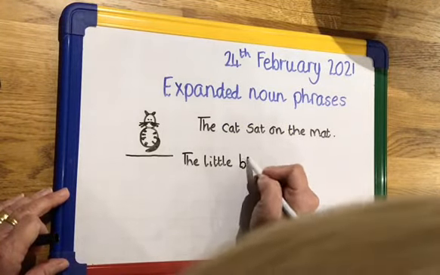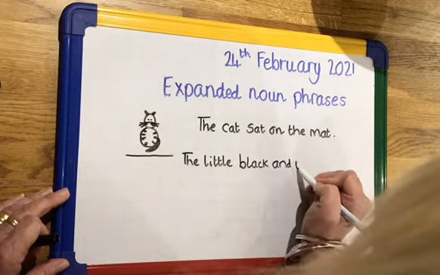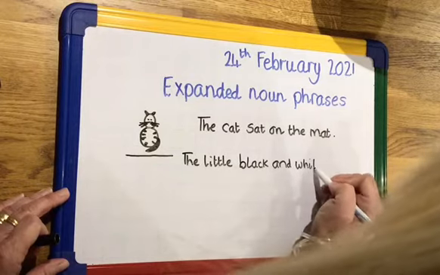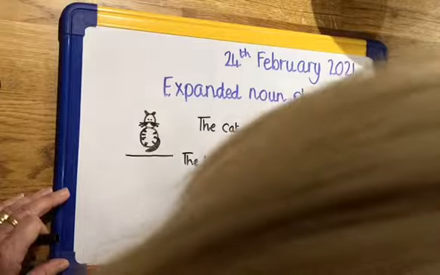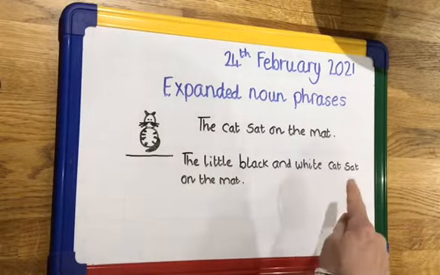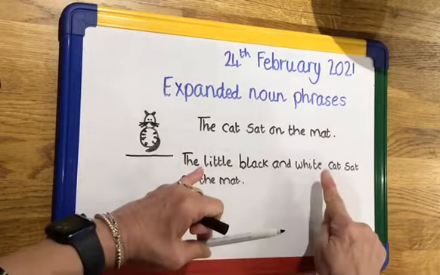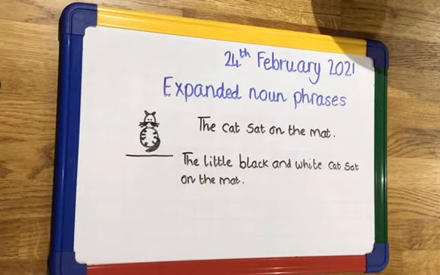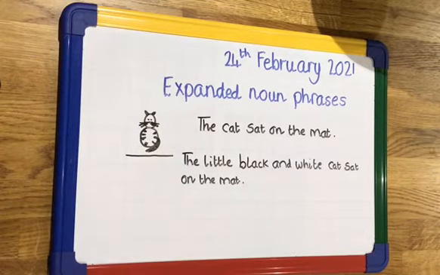The little black and white cat sat on the mat. I've expanded my noun phrase of the cat into the little black and white cat. It's given some more detail. Can you see how the cat, my noun phrase, has been expanded by adding in little black and white to tell me more about the cat. And then I finish my sentence to say sat on the mat.